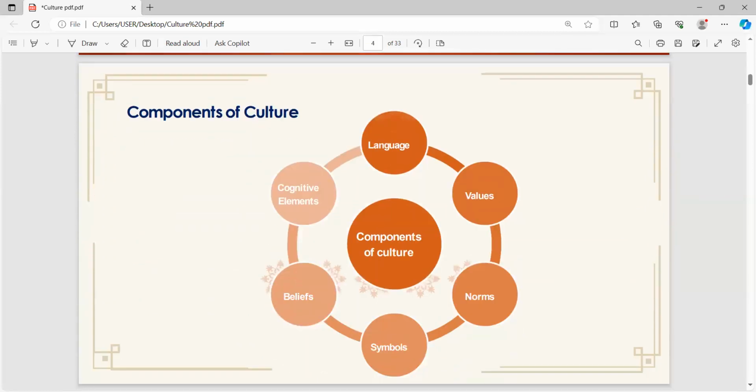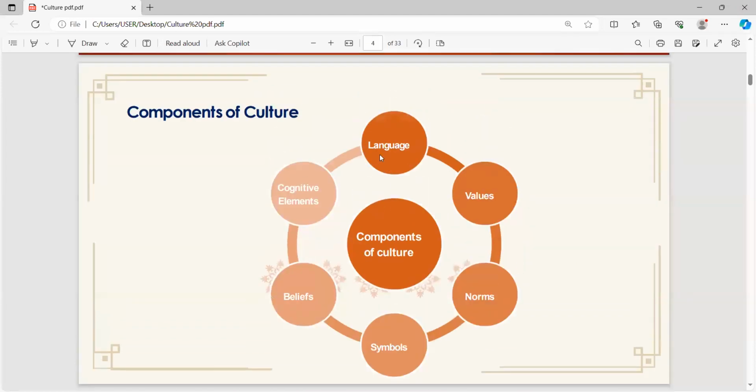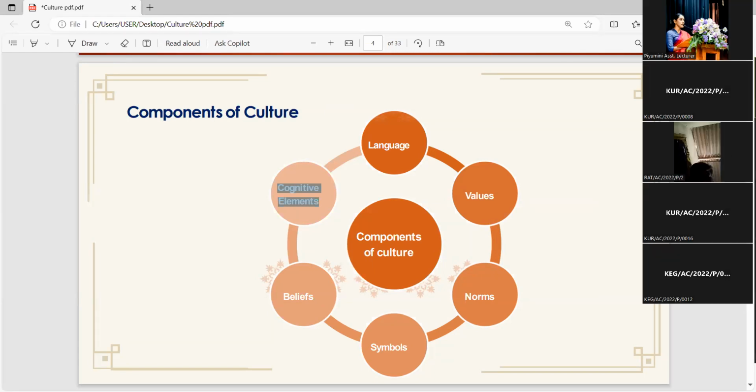So these are the components. These things were questioned in your past papers, even last year: explain the components of culture. So there are basically 6 components in culture. What are the components? Language, the values and the norms, symbols, beliefs, and the cognitive elements. So let's see what these things are in detail.